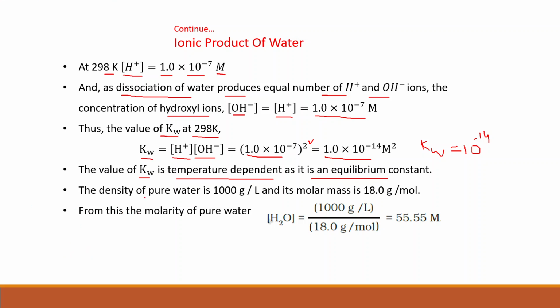And as we know, the density of pure water is 1000 gram per liter, and its molar mass is 18 gram per mole. From these two, we can find out the molarity of pure water. What is molarity? Molarity is the number of moles present per liter of solution. So we can say this is the concentration or molarity of H2O. This is 1000 gram per liter divided by 18 gram per mole, so we will get 55.55 M.